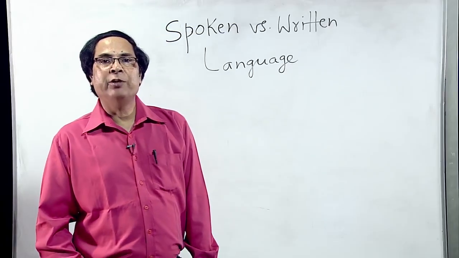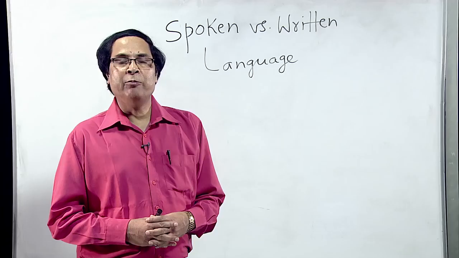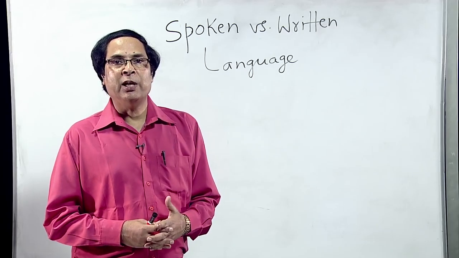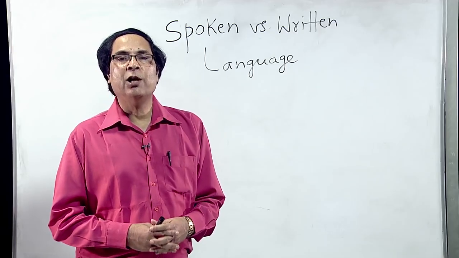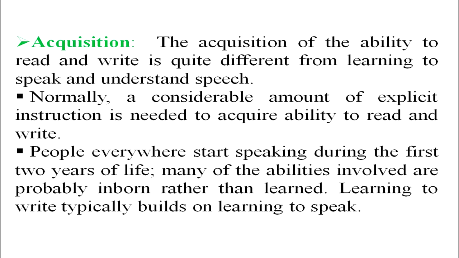The next one is acquisition. The acquisition of the ability to read and write is quite different from learning to speak and understand speech. Understanding speech and speaking a language happens naturally, but for writing we have to learn it in some place, either at home or in school, and only then can we read and write. Normally, a considerable amount of explicit instruction is needed to acquire the ability to read and write.